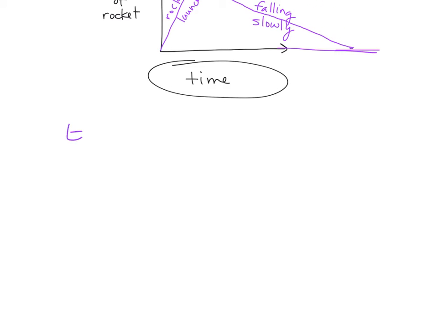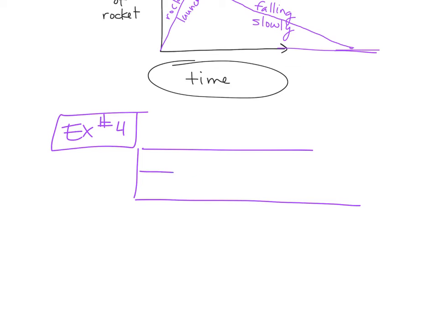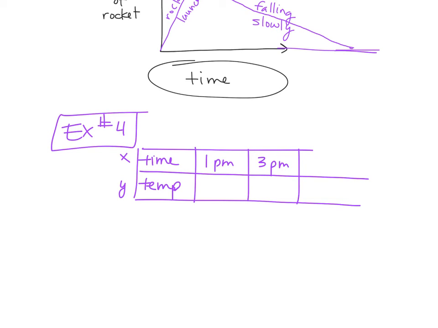Okay, last thing we're gonna do, I'm gonna give you a chart to work from this time. And this is our last example. So let's say we have time on top and temperature. Which one's gonna be our X? The time, right? This is gonna be our X, this is gonna be our Y. So we're gonna say this is 1 p.m., this is 3 p.m., 5 p.m., and 7 p.m.